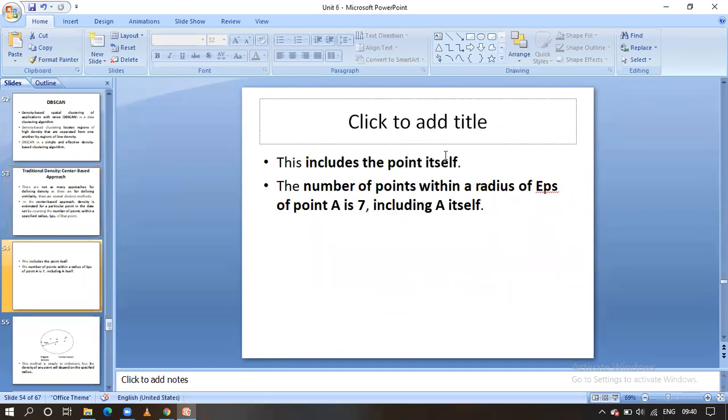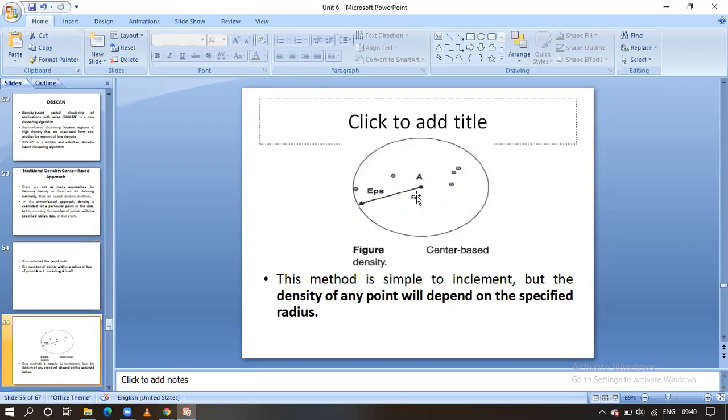I already told you from which point we have started our EPS radius, that itself also we have to include it. Let us say the EPS point is 7. Let us take the radius as EPS. The point we have started from is A. Let us observe this diagram. We have started our radius from point A, which means we have to count this one for the cluster forming also.